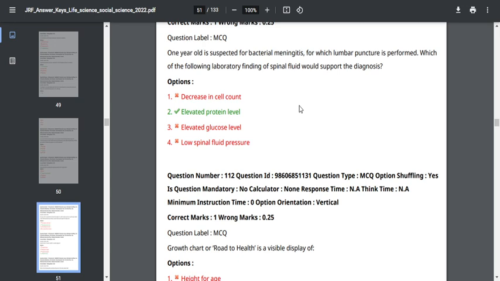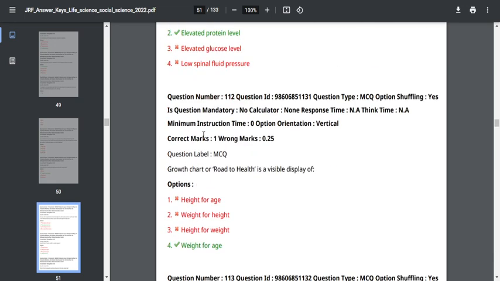That's why they take it, because during this condition there will be a breakdown of the blood brain barrier, so an increased amount of immunoglobulins will be secreted. In order to detect the level of immunoglobulins, which is otherwise a protein, they will be determining the elevated protein level.